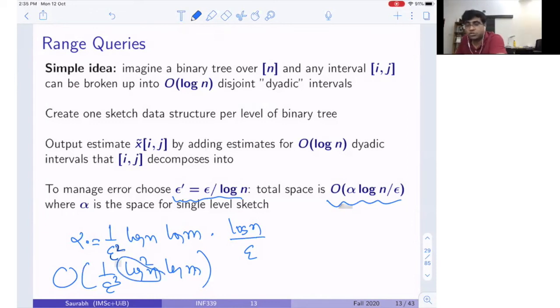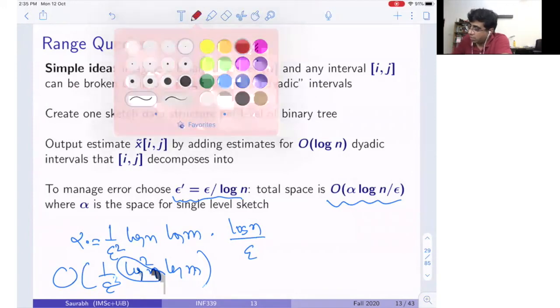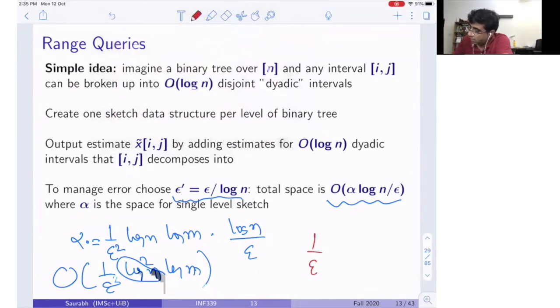And if you would have used count sketch, which will only work for a strict turnstile model, then you could have saved 1 over epsilon here. That will be like 1 over epsilon square, okay? Any question? Okay, so this was about range queries, okay?